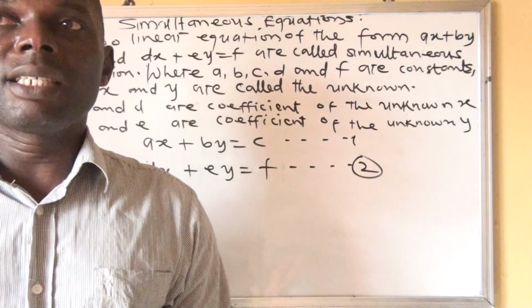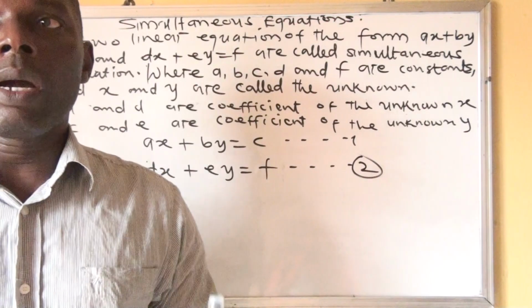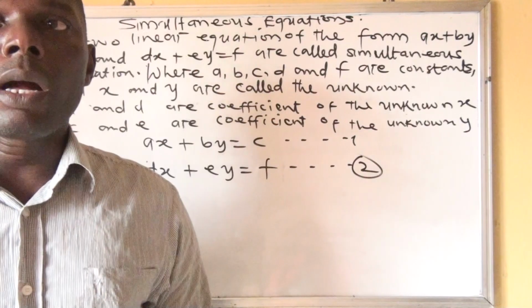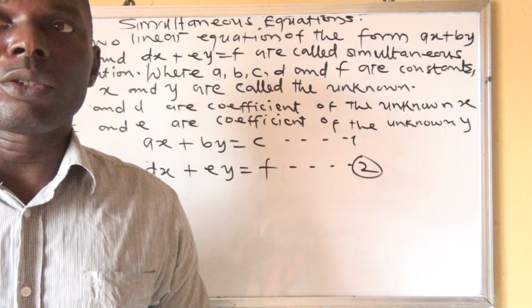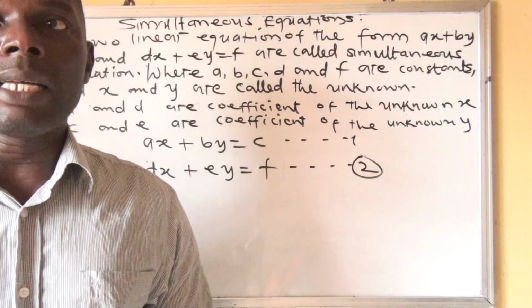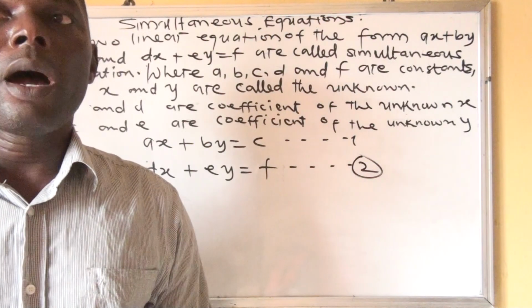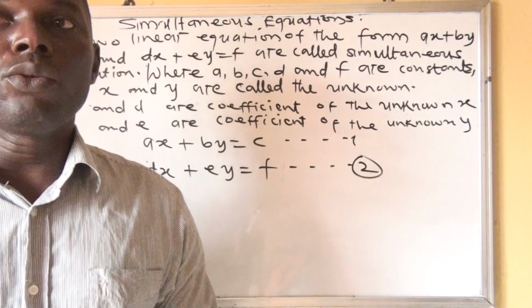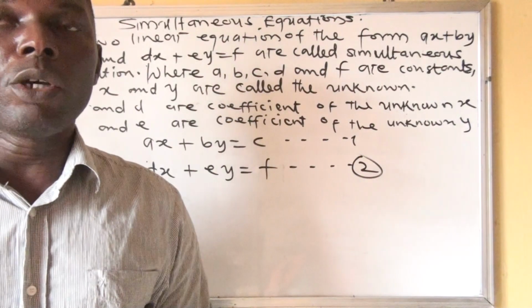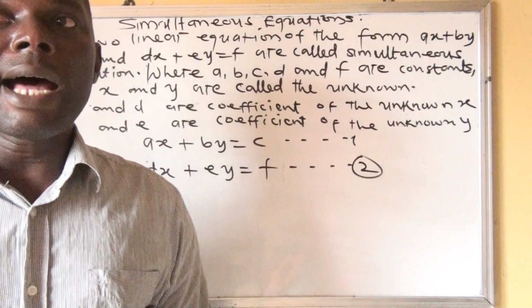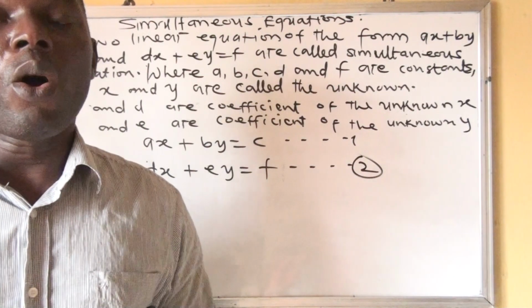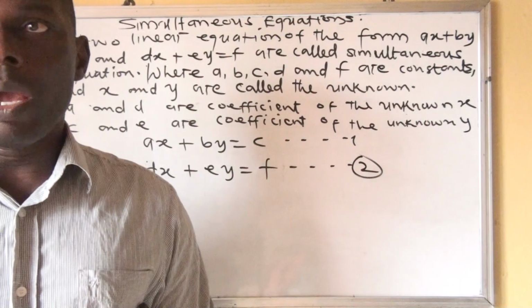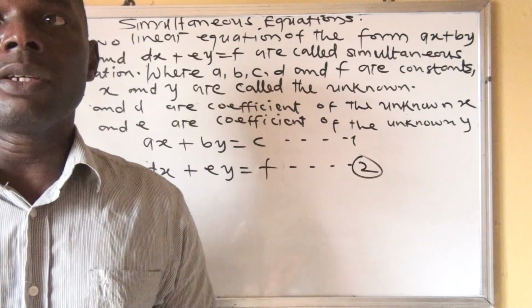But in this case, the kind of equation we're going to look at is the one we call simultaneous. By simultaneous, it simply means that you are trying to solve some pairs of equations. It could be a pair of two equations or three equations, with either two unknowns or three unknowns. That is the meaning of simultaneous equations.